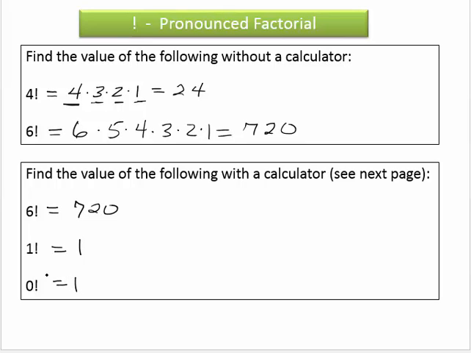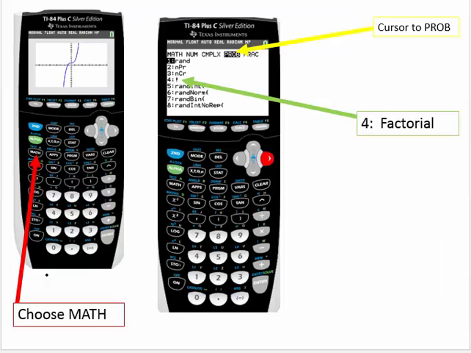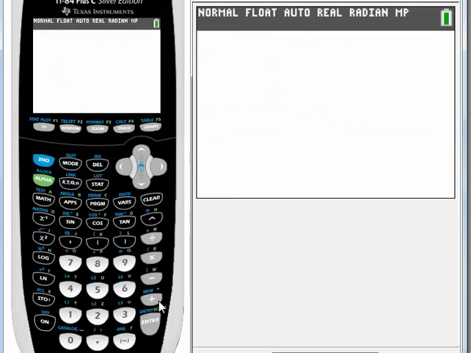Now I think the only other thing I wanted to show you in this lesson was where do you find that on a graphing calculator. For those of you that have graphing calculators, you click on the math button and then cursor over to probability and then go down to factorial. So let me bring up my graphing calculator.